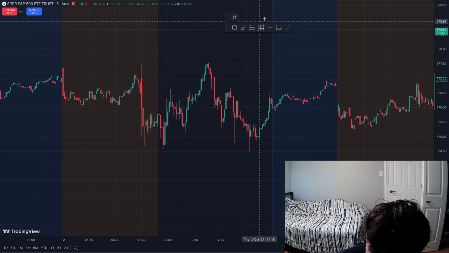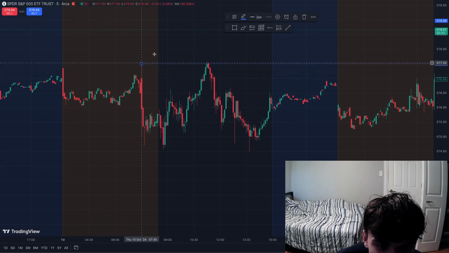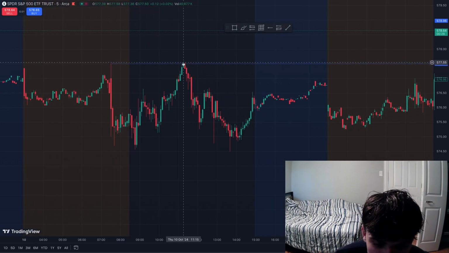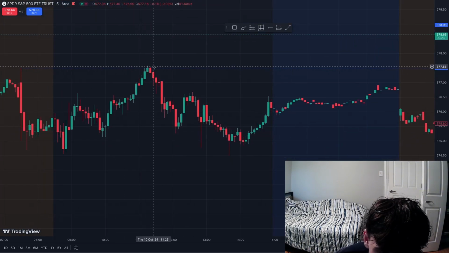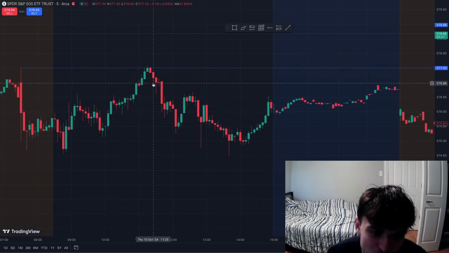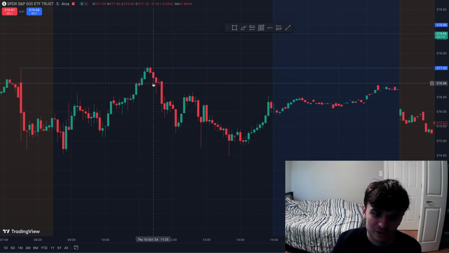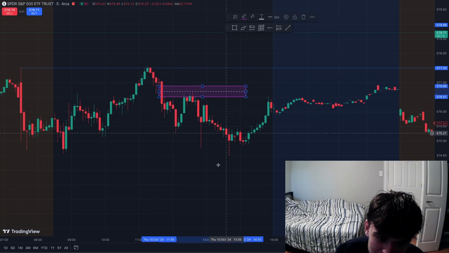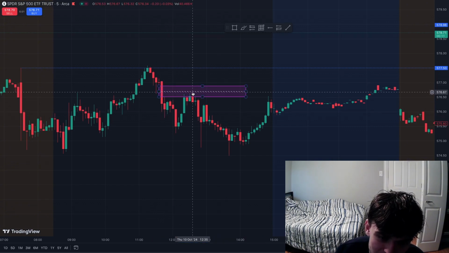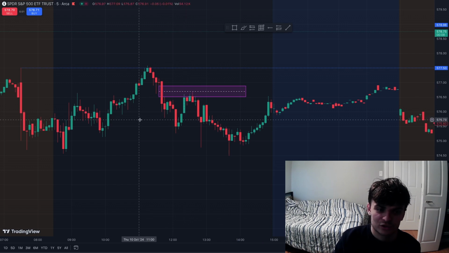I'm looking up here. So we swept liquidity about halfway through the day. Came up, swept liquidity, and then we created multiple fair value gaps on a time frame. I'm just going to use this one as an example. Fair value gap right here, 3 candlestick war. This is on a 5-minute time frame. Price retraced back into it. You could have used this as your entry.